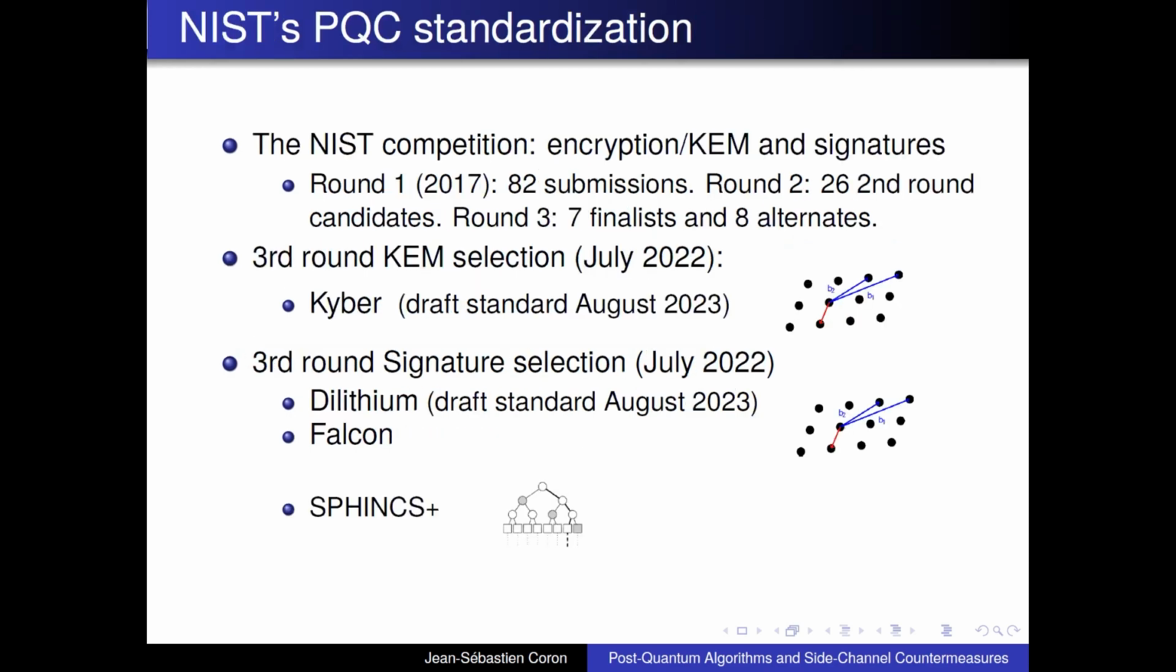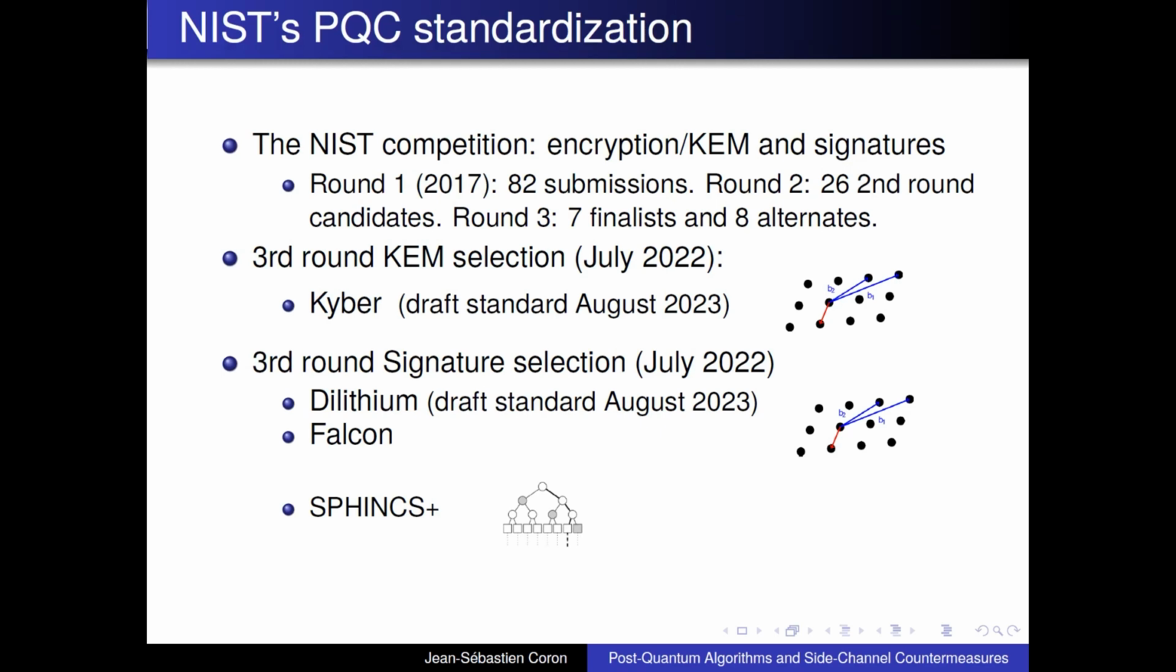And so let me say a few words also about the NIST competition. As you know, the purpose of the NIST competition was to standardize post-quantum algorithms, both for encryption or key establishment and for signatures. The competition was initiated in 2016, and in the first round, there were 82 submissions. After a review in 2018 or 19, I think there were only 26 candidates for the second round. And eventually at round 3 in 2020, there remained only 7 finalists and 8 alternates.